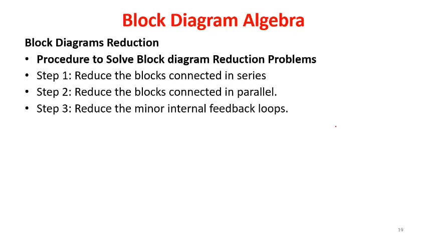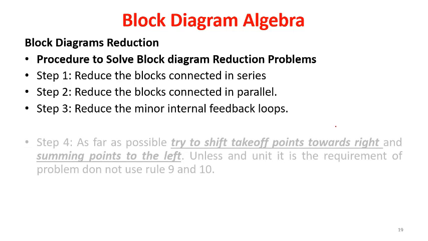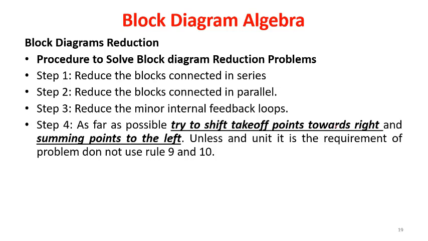If any loops are created which have a forward block, a takeoff point, and a feedback block with a summing block, then it can be reduced to a single block by applying the minor internal feedback loop rule. Then step 4, as far as possible try to shift the takeoff point towards the right, and summing points towards the left.